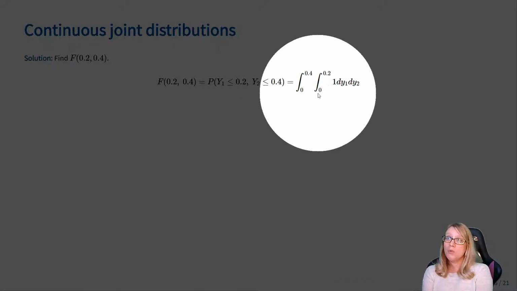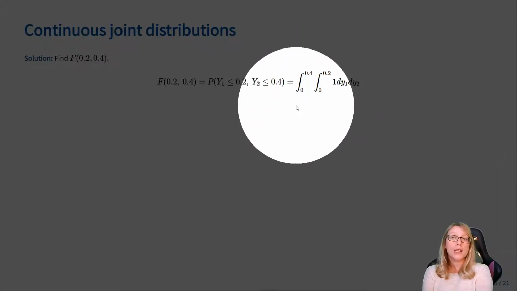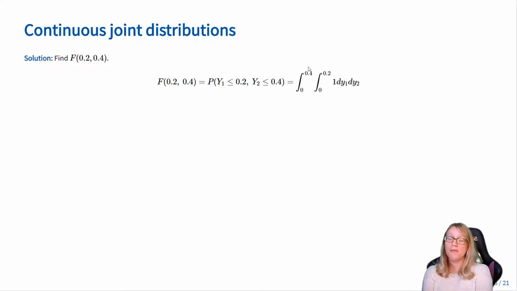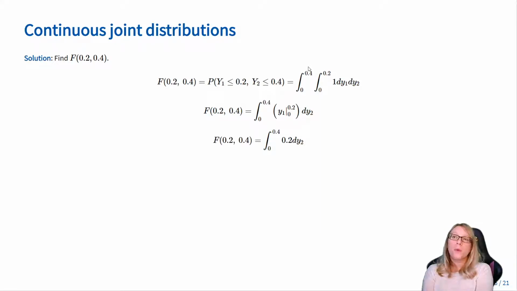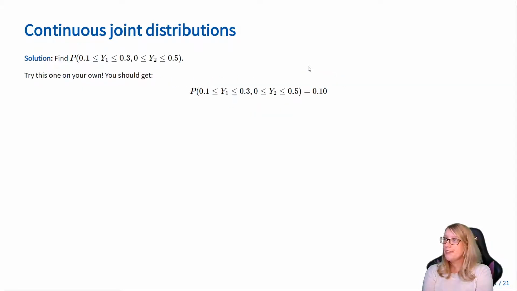So y1 will integrate from 0 to 0.2. y2 will integrate from 0 to 0.4. Our joint PDF is 1. We'll take that integral with respect to y1 first. So with respect to y1, our integral is y1 evaluated from 0 to 0.2, which then becomes 0.2 dy2. We'll integrate that from 0 to 0.4. We end up with a probability of 0.08.